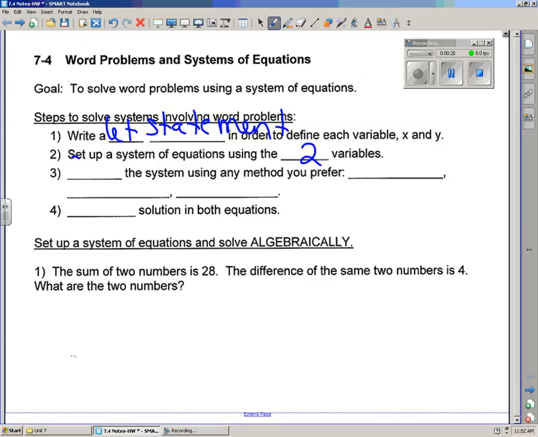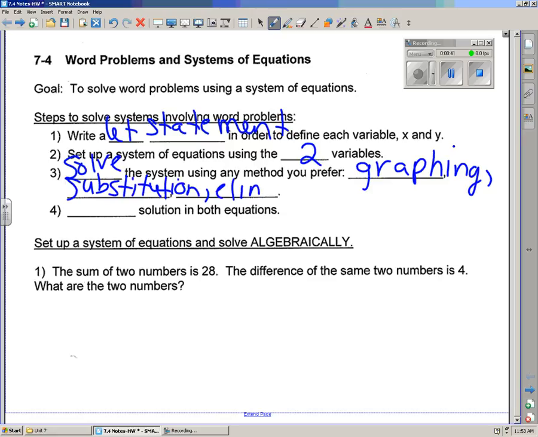You're going to solve that system using any method you want. The choices are graphing. People don't usually use that one. Substitution. People definitely use that one. Or elimination. People use this one the most. It's always a good idea to check the solution in both equations.